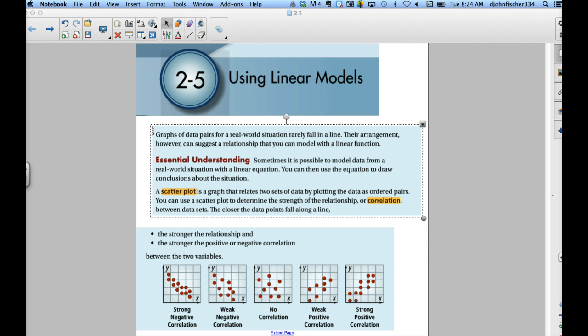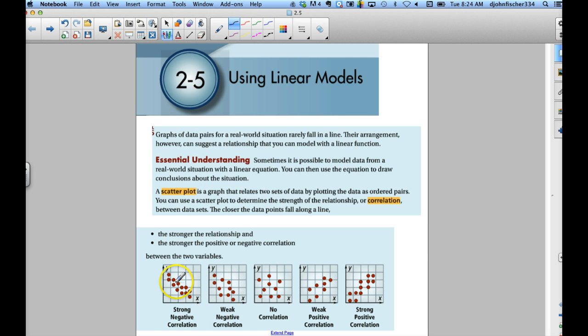Now let's look at a few examples here. We have a strong negative correlation. It goes downward. Strong because the points are close together along a line and it's going downward. This is a weak negative correlation. They still go downward, but the points are more spread out. This is no correlation. Neither go up nor down. This is a weak positive, going up to the right, but the points are spread out. This is a strong positive. They go up to the right and they're more closely together.